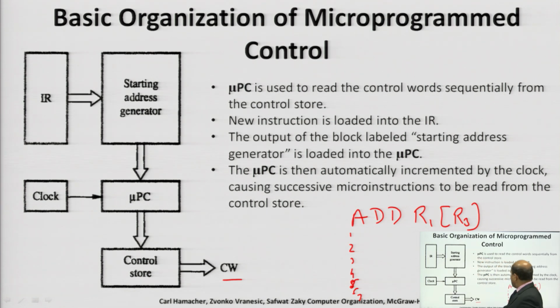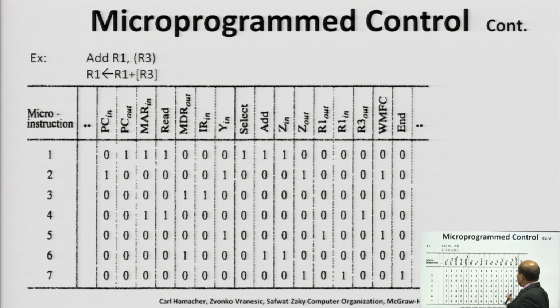So, let us have one example of such an architecture or microprogram control. The same example we are using here, add R1 R3. You can see the second operand is stored in a memory location whose address is given in R3. So, this needs to be fetched from main memory, and the first operand is given in R1.